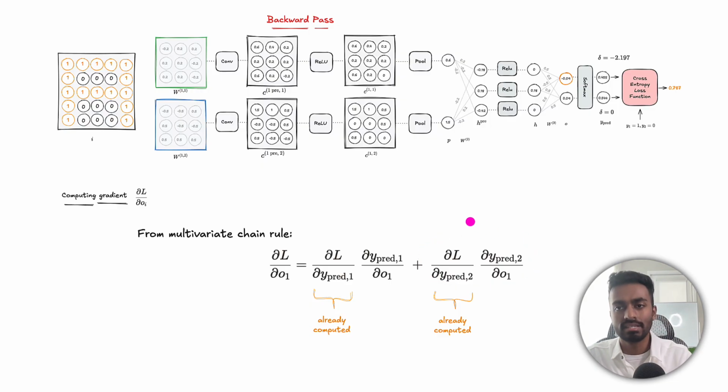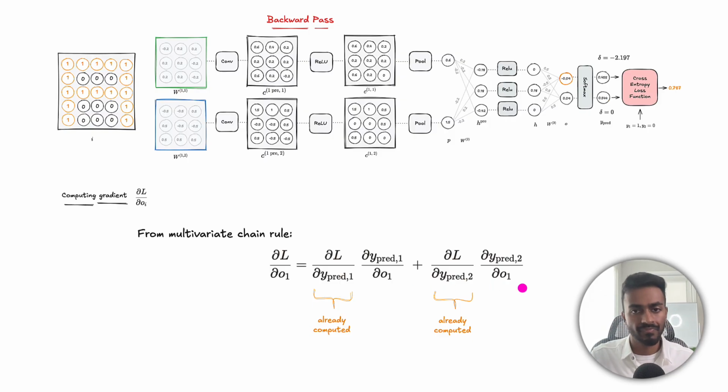Now, you can see that we've already computed these two terms here. We already know how these neurons here affect this loss. But what we need to compute now is how this neuron affects each of these neurons here. And that's these two terms.